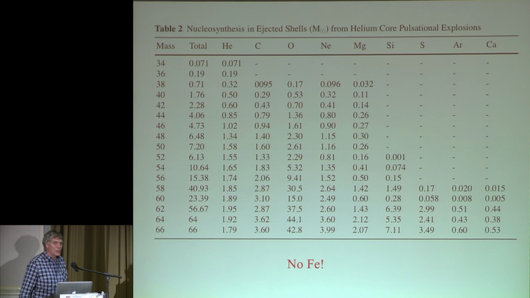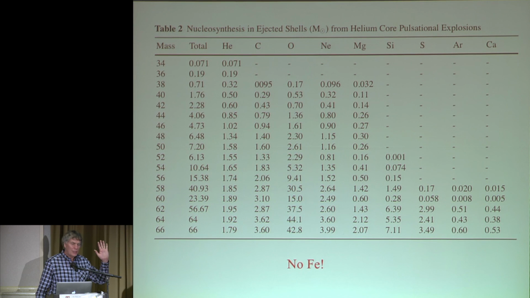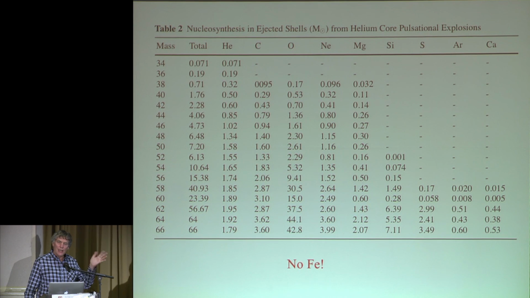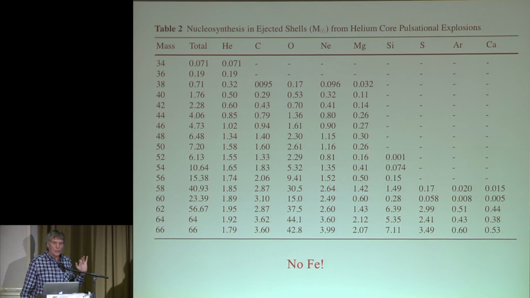I don't have time. It's novel because you only eject the helium and the carbon and the oxygen, a trace of neon and magnesium, no iron at all. And if these were the first stars, they would have left a definite nucleosynthetic signature on the first stars. Namely, they would look like the ultra-iron poor stars. Thank you.